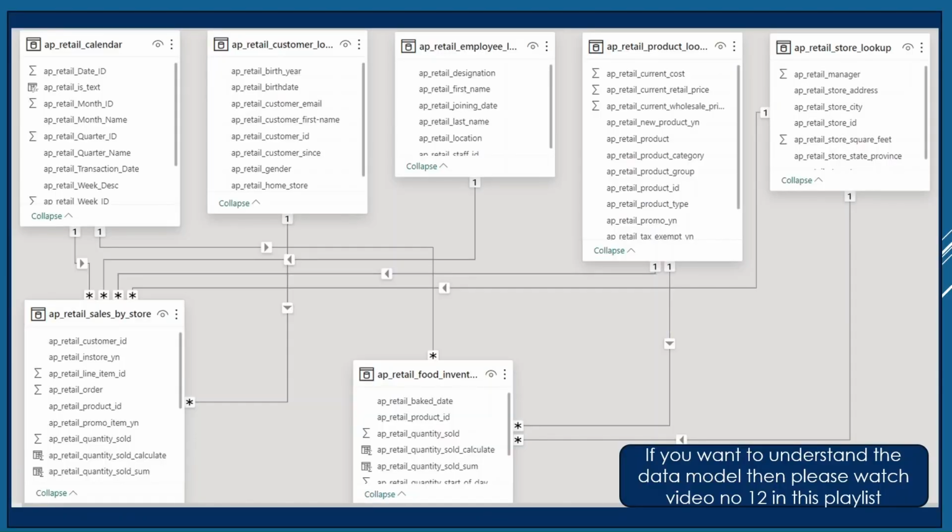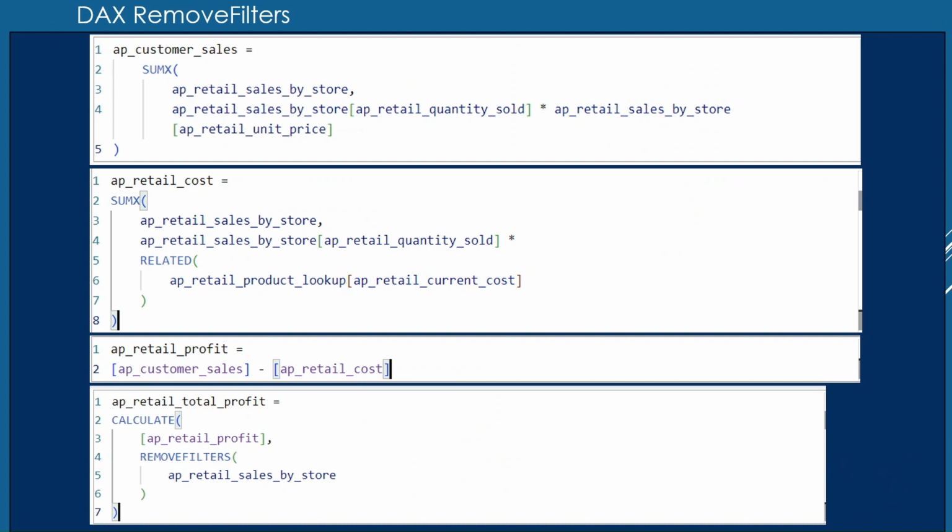In this exercise, this is the data model which I am going to use. If you want to understand the data model, then please watch video number 12 in this playlist. What I am doing in this exercise is creating a measure. This measure creates the total sales by taking the total quantity sold and the retail price of that particular product from this table. So it will give us the total sales.